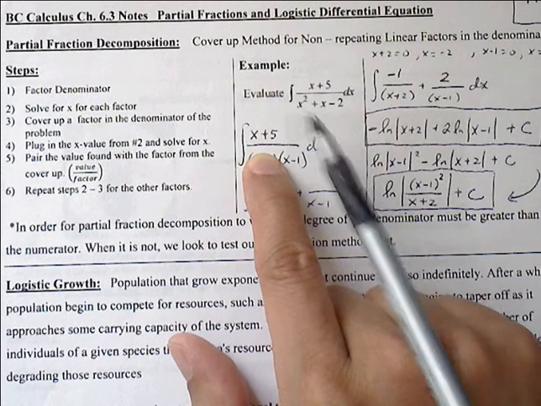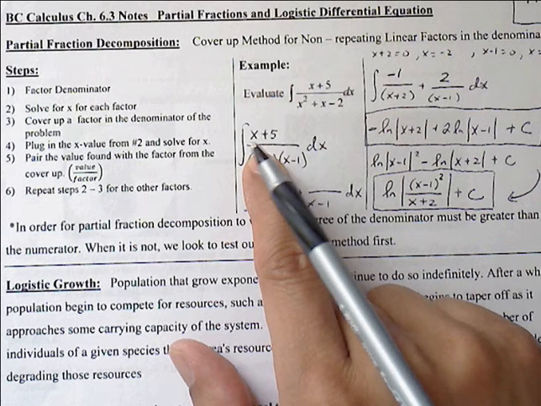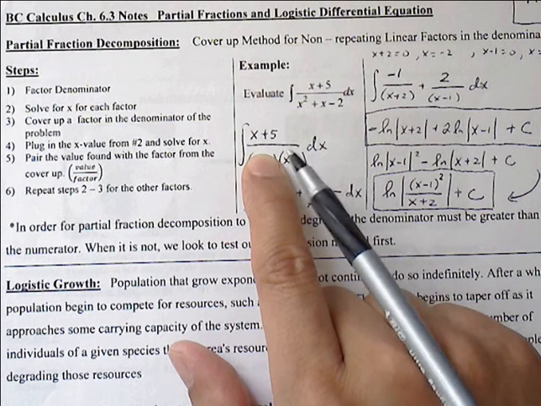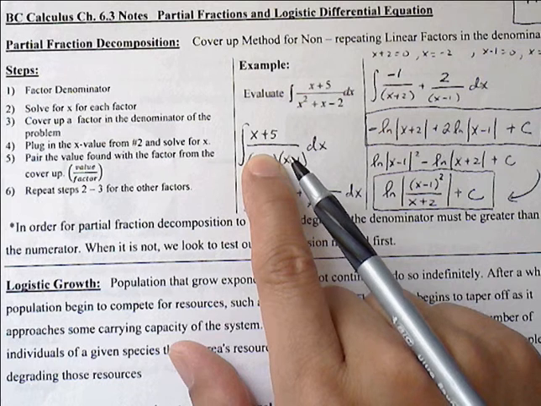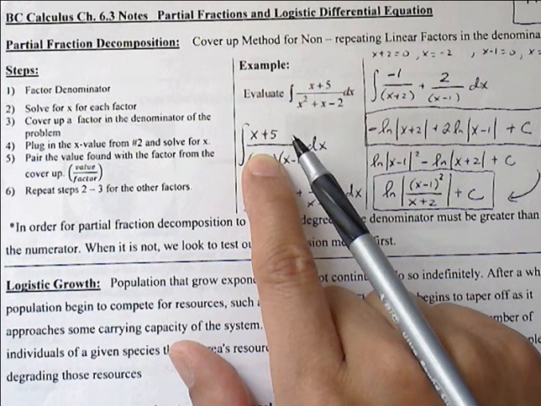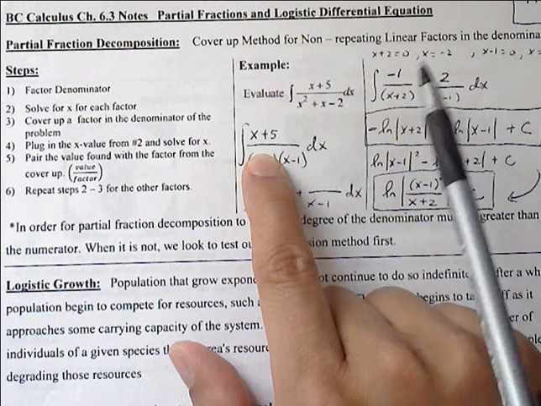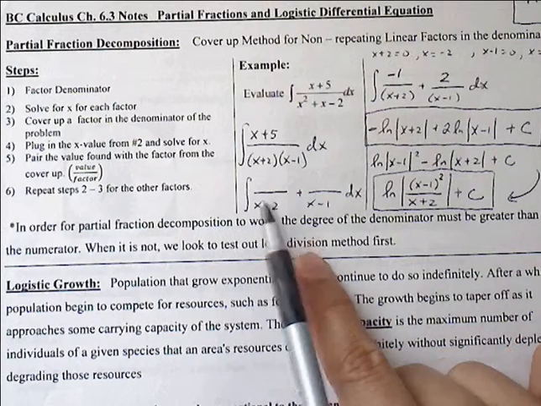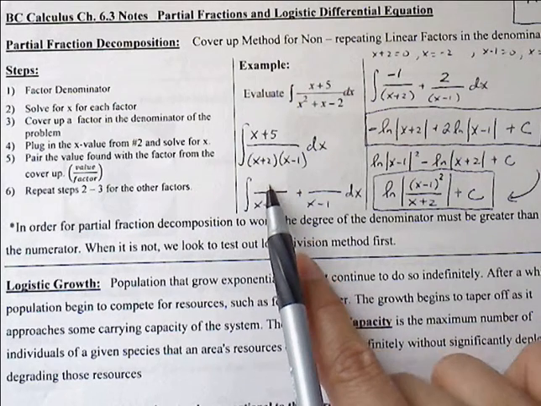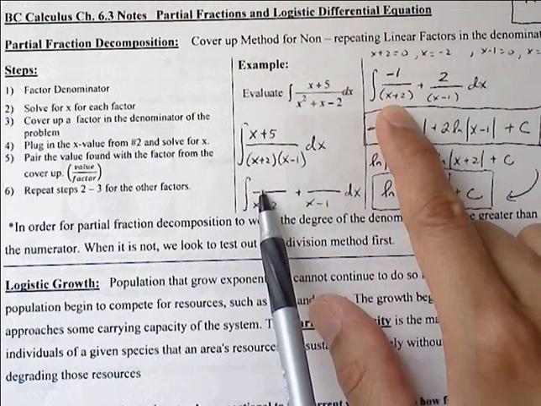So when we do that, negative 2 plus 5 gives us 3. And negative 2 minus 1 gives us now negative 3. So we have 3 over negative 3, which reduces to be negative 1. And so negative 1 will go in the space above the factor that we just covered up. So negative 1 over x plus 2.